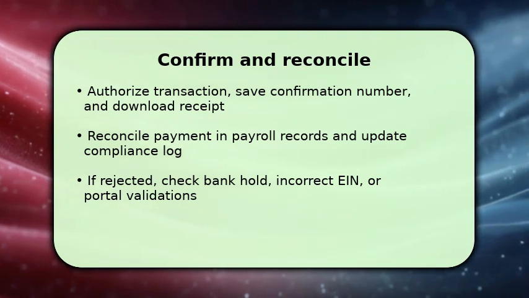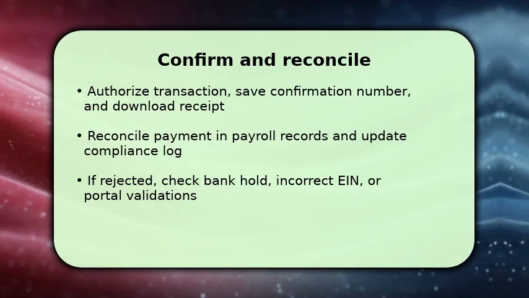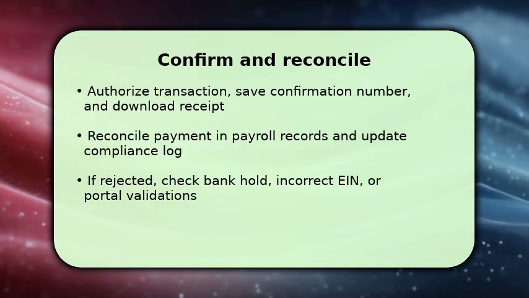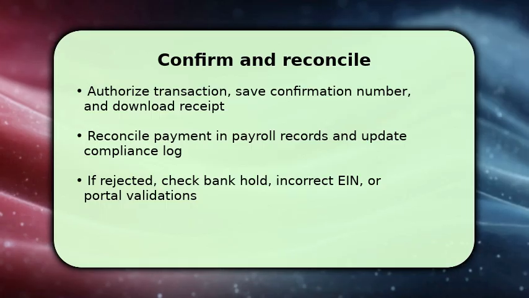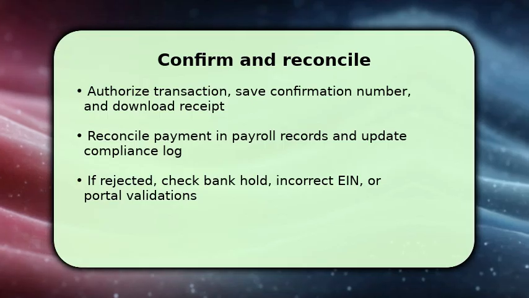After you authorize, the portal returns a confirmation number and a downloadable receipt. Save both and email them to your records team. Once the debit clears, reconcile the payment against payroll and mark the compliance obligation satisfied.